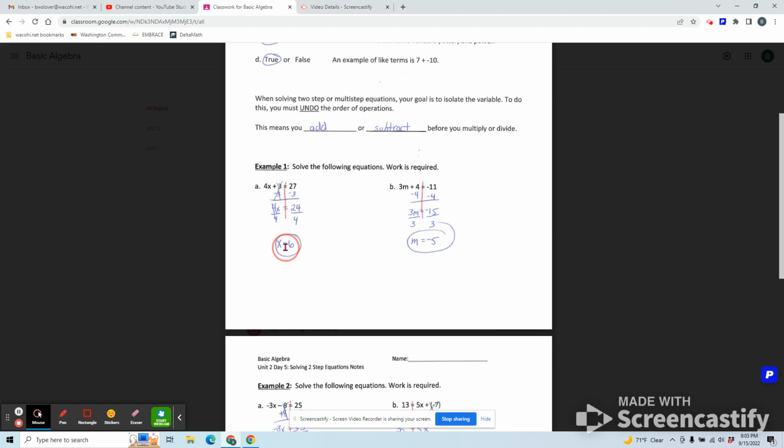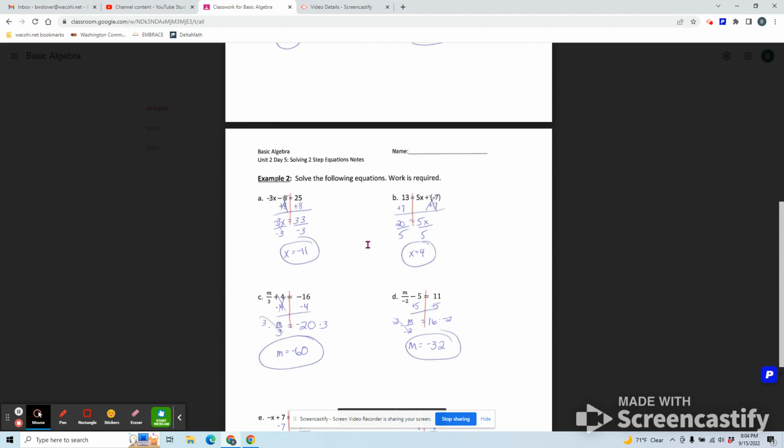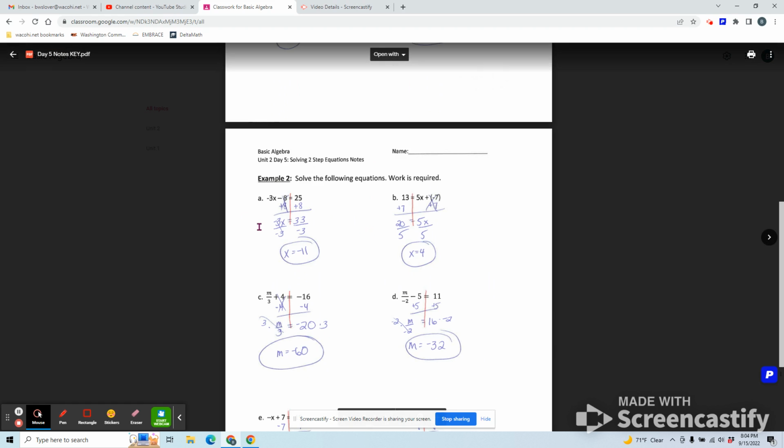So if you were to take x is 6 and substitute it back in, you would get a true equation, or a true statement. Now, we're not requiring you to check your work, but if you want to, you can. You're more than welcome to. Okay, let's check out a different example. Let's go to letter A. Directions are the same.